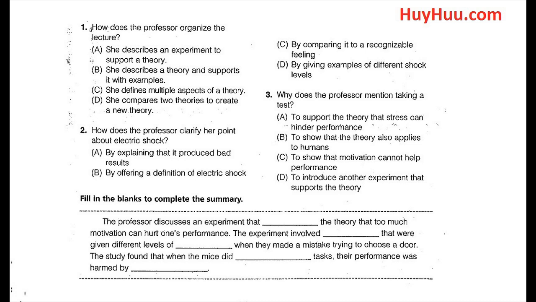1. How does the professor organize the lecture? 2. How does the professor clarify her point about electric shock? 3. Why does the professor mention taking a test?